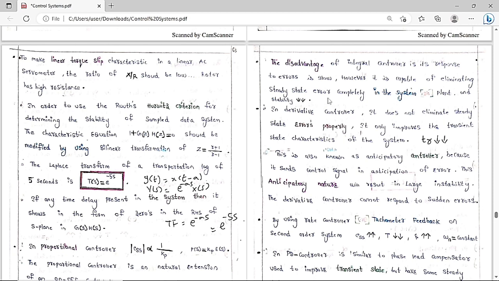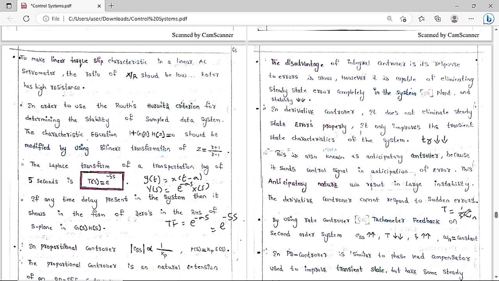The next point is by using a rate controller or tachometer feedback on a second order system, the steady state error will increase, the time constant will decrease, and the damping ratio will increase, with omega n constant. What is the time constant T? T is equal to 1 by zeta omega n. Omega n is constant, and as zeta increases, the time constant decreases.